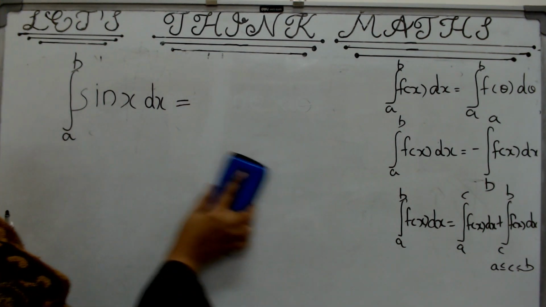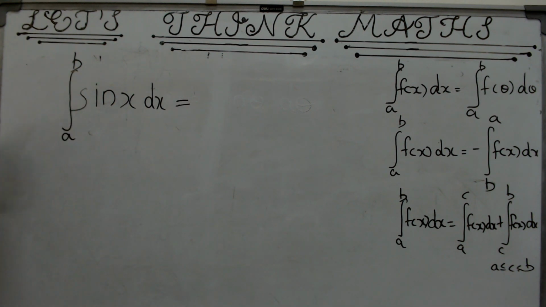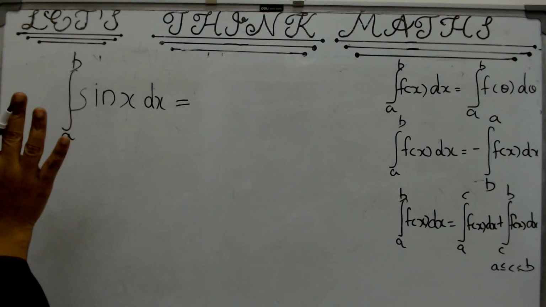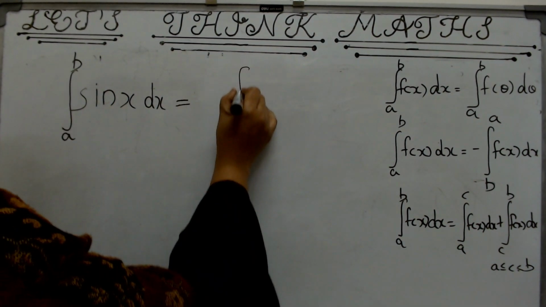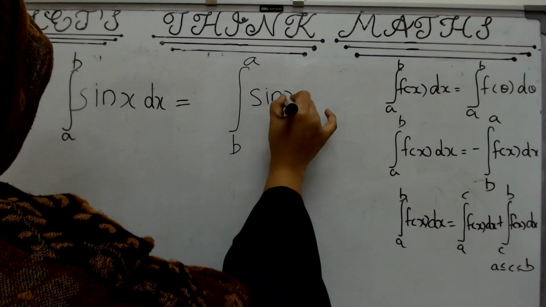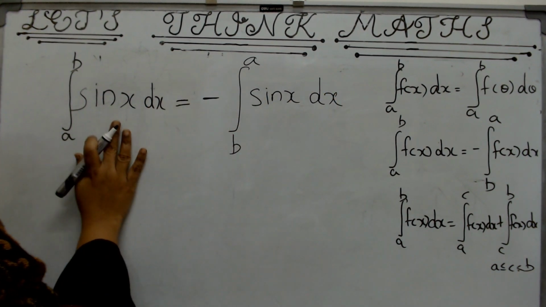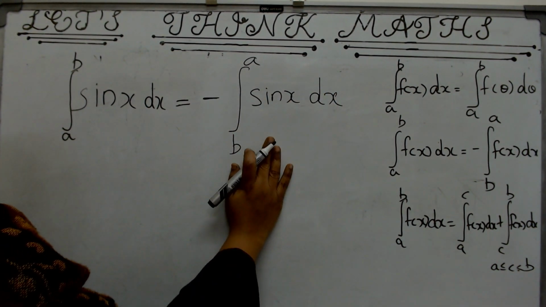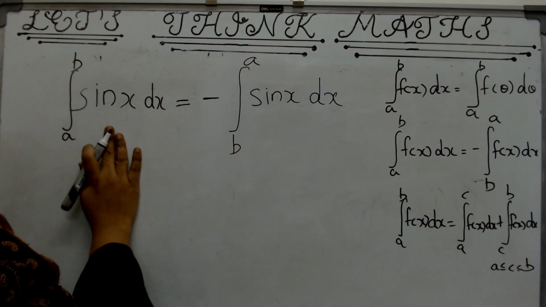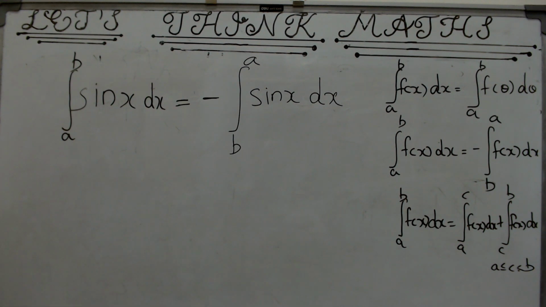And what does the second property say? It is about interchanging the limits. Now, what if the lower limit becomes the upper limit and the upper limit becomes the lower limit? The second property says that in this case, the magnitude of your answer will be the same, but it will have a different sign. That means if this is minus 4, this will be plus 4. If this is 4, this will be minus 4. This brings us to our third property.